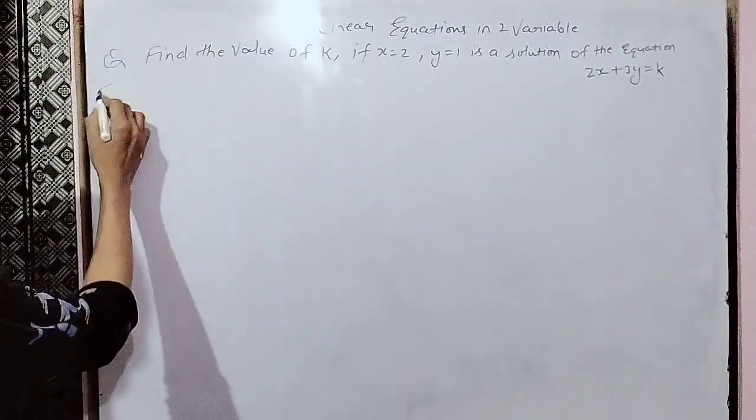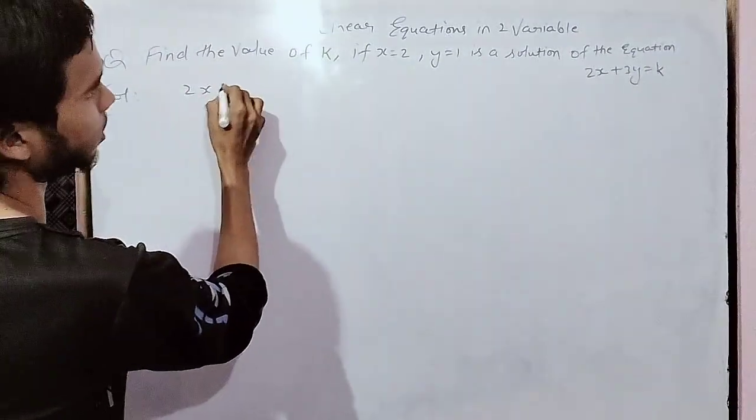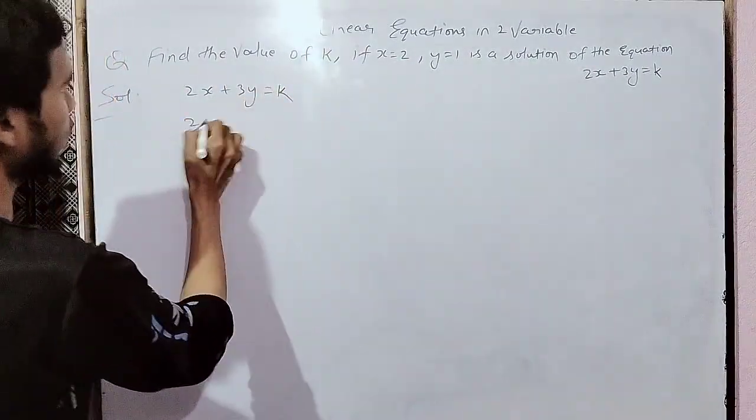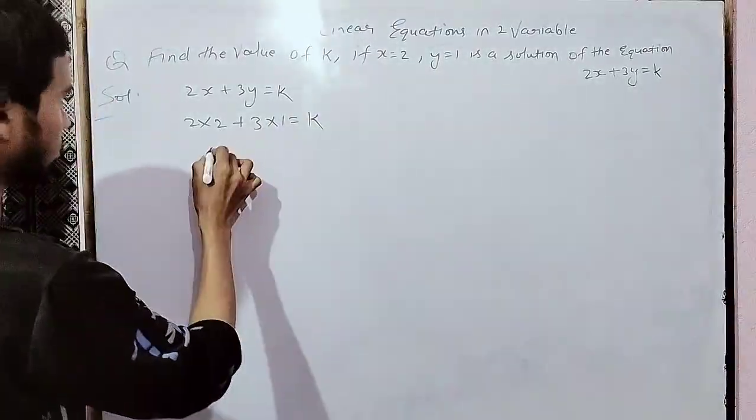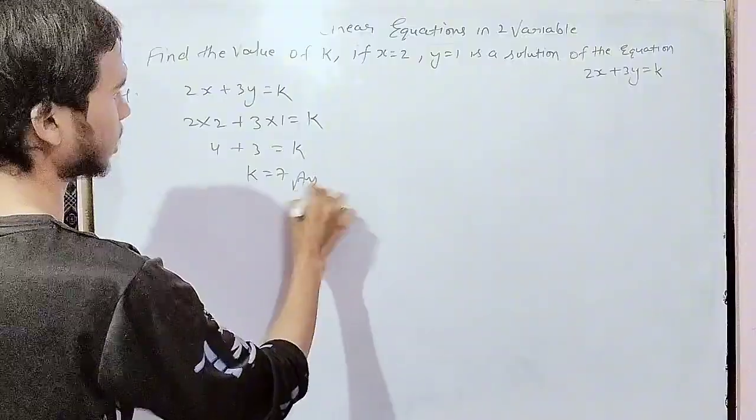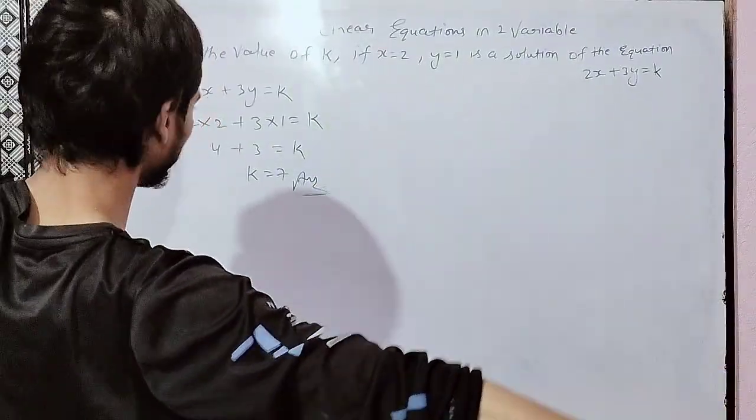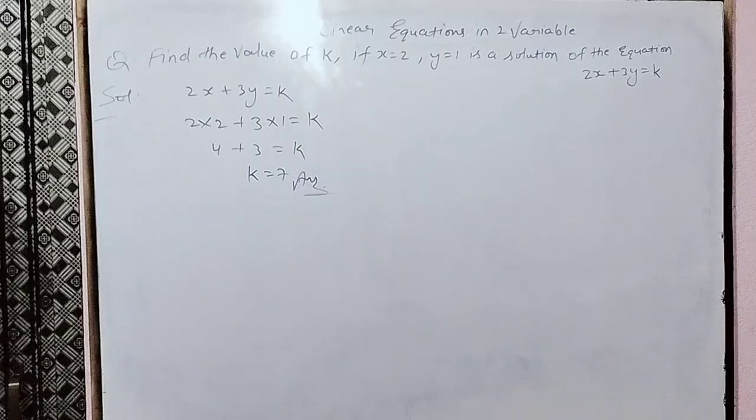That's it. Now let's put. We have been given 2x + 3y = k. 2 multiplied by 2, 3 multiplied by 1, k. 4 plus 3. k is how much? 7. So finally, this is the answer. That's how you will find it.